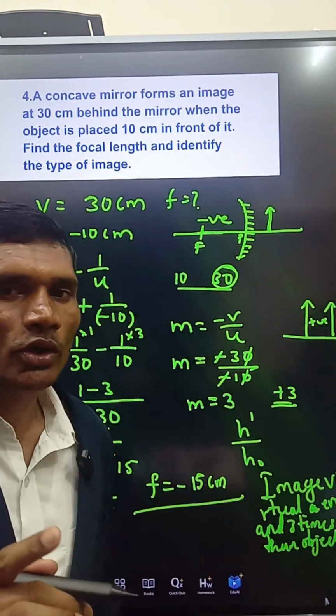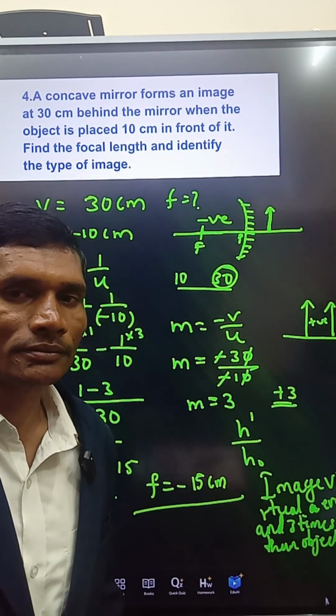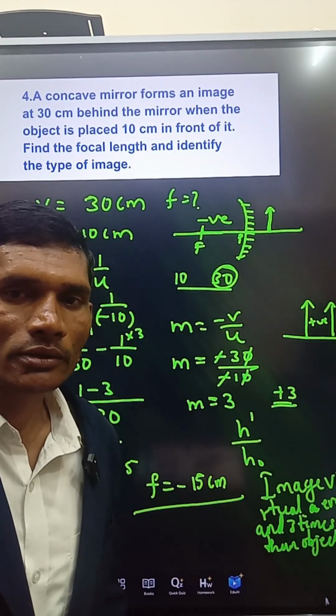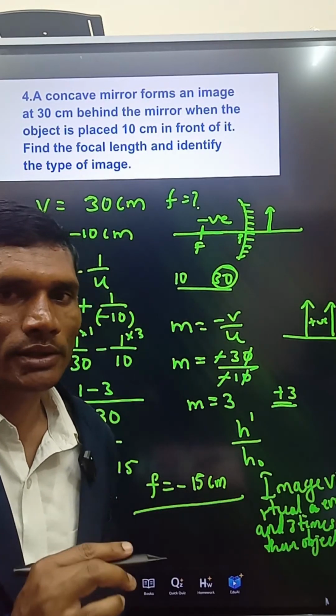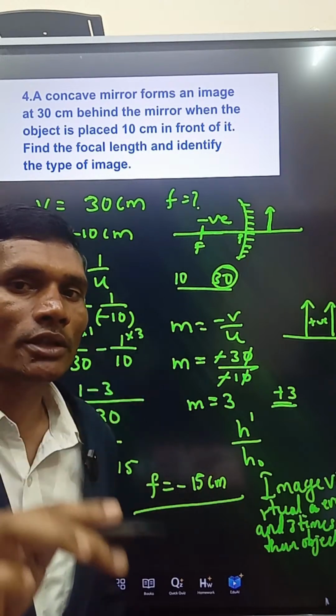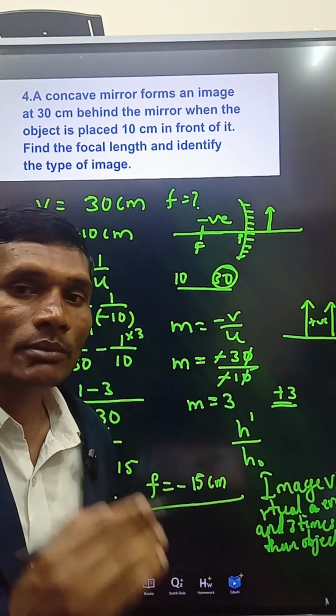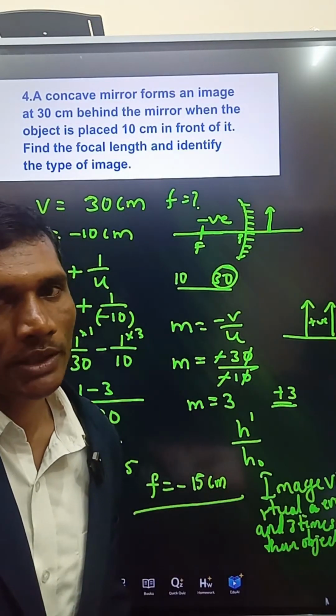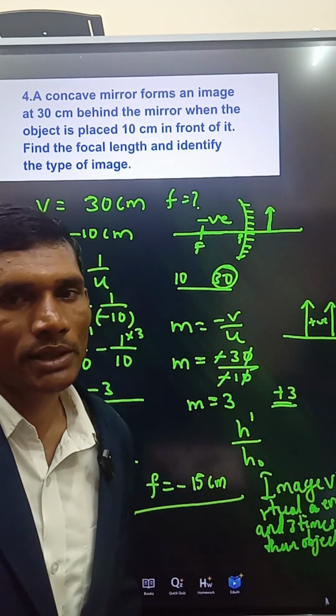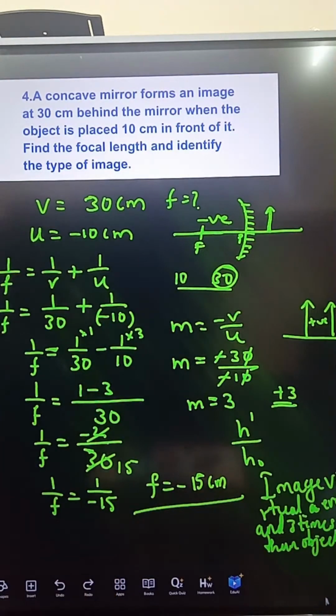uses of concave mirrors, which you have learned. Concave mirrors are used as shaving mirrors to see a large image of the face, right? So what is happening there? The image is bigger than the object, so that it can be seen clearly. So that is where it is applicable.